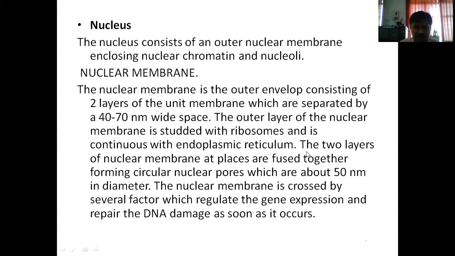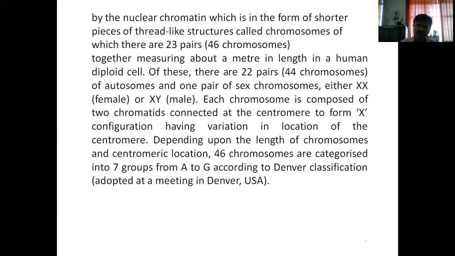Then after this, the two layers of the nuclear membrane at places are fused together, forming circular nuclear pores, which are about 50 nanometer in diameter. Okay, the nuclear pores are circular in nature, and their diameter is 50 nanometer. The nuclear membrane is crossed by several factors which regulate the gene expression and repair the gene damage as soon as it occurs. That is the idea here.